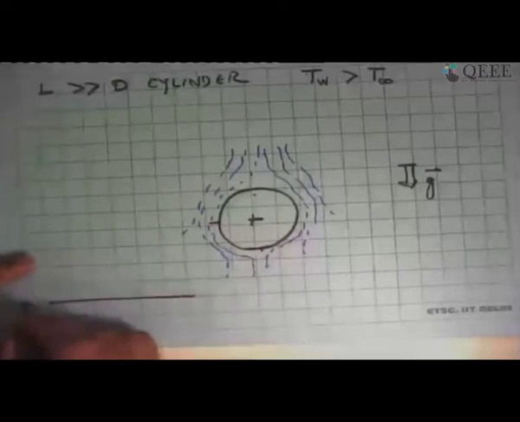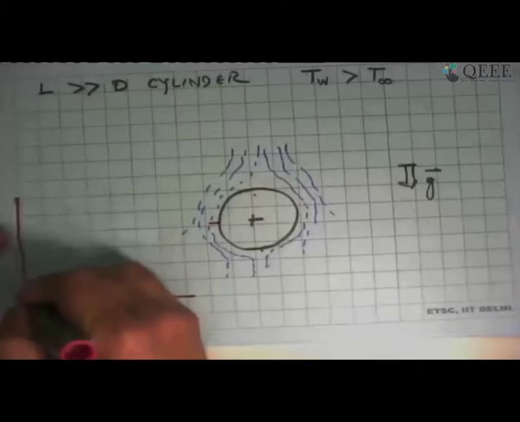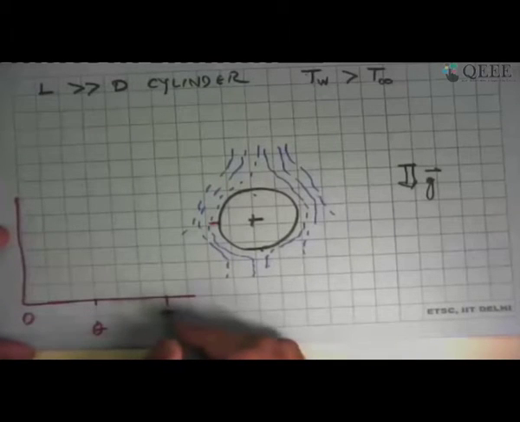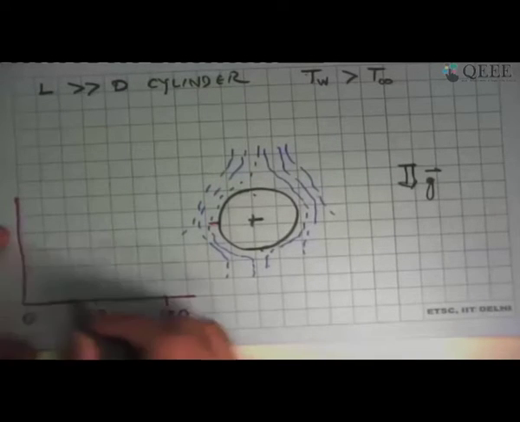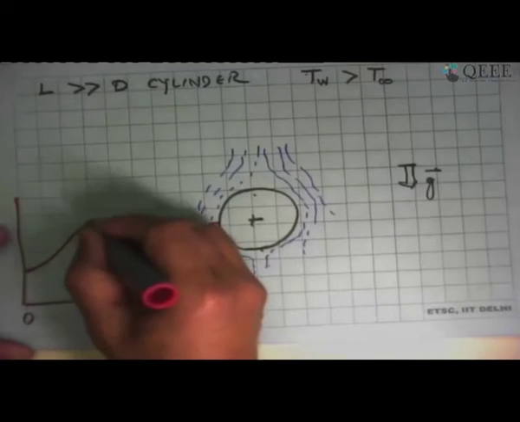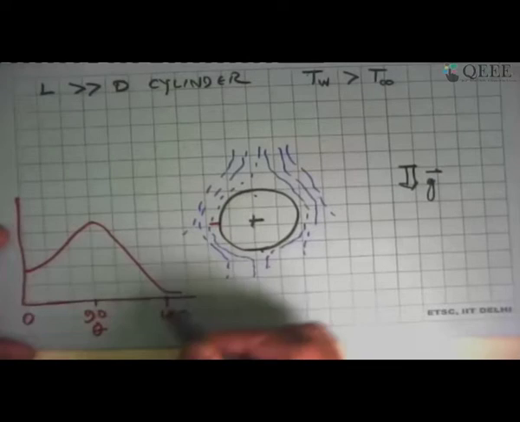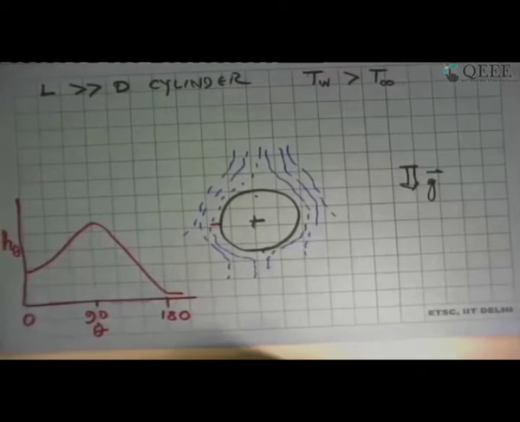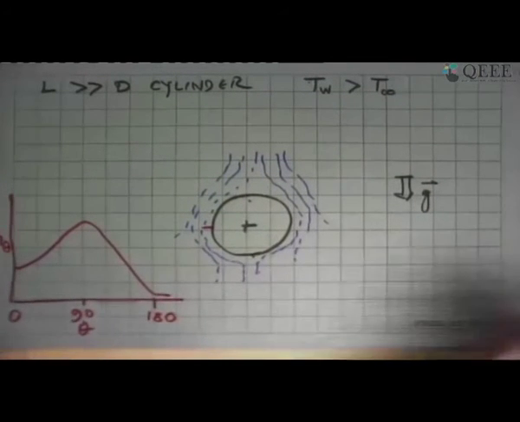And we just make a qualitative plot on what we have just argued out. If this is theta 0 degrees, 90 degrees, and 180 degrees, we would say here is some heat transfer coefficient. It becomes more here and then drastically drops over there. It is not 0, and this is, we'll call it h theta, as the local heat transfer coefficient along different locations of the cylinder.